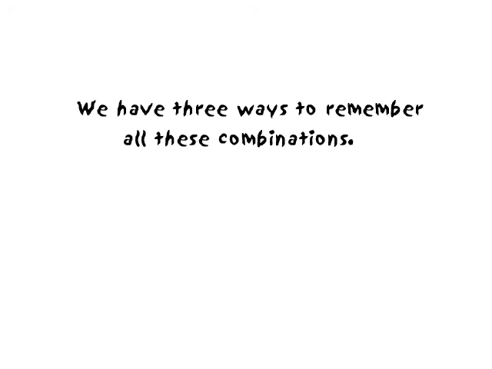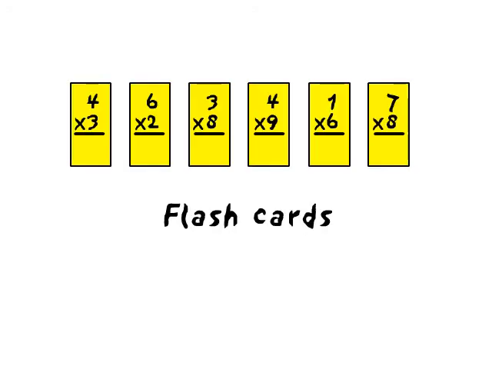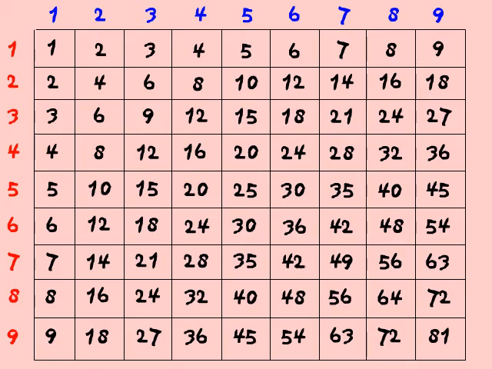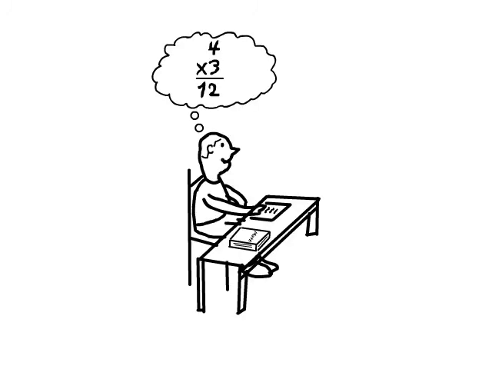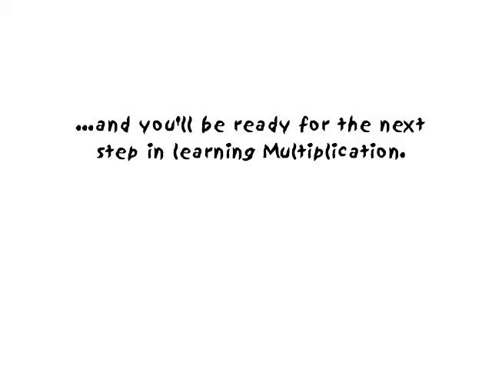So now we have 3 ways to learn the combinations. We have flashcards, of course. And then we have the multiplication table. And finally, we have our tricks and songs. Whatever way you use, you'll eventually learn how to do these combinations by remembering them. And then you'll be ready for the next step in learning multiplication.